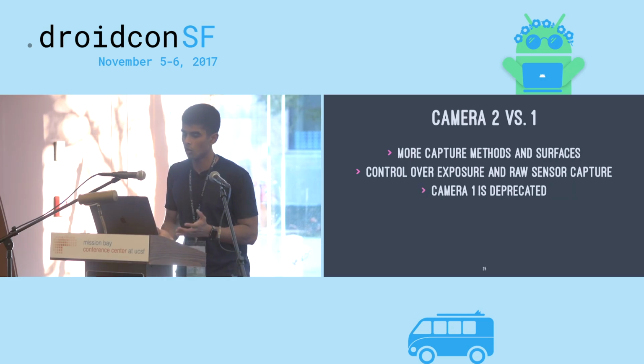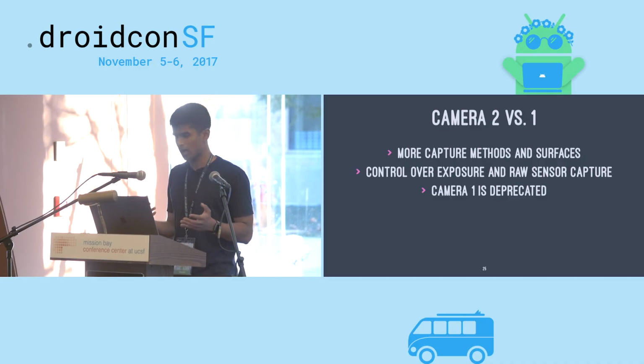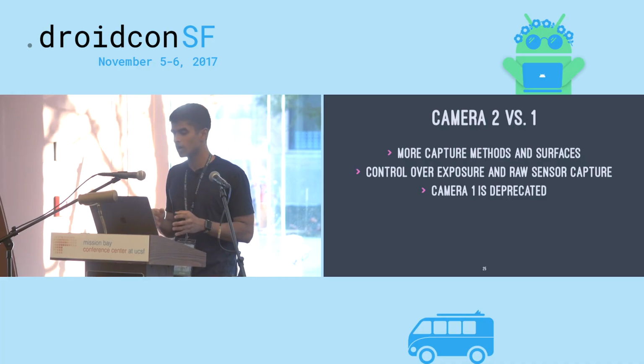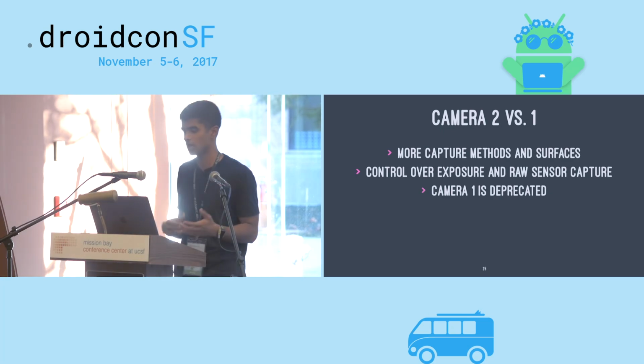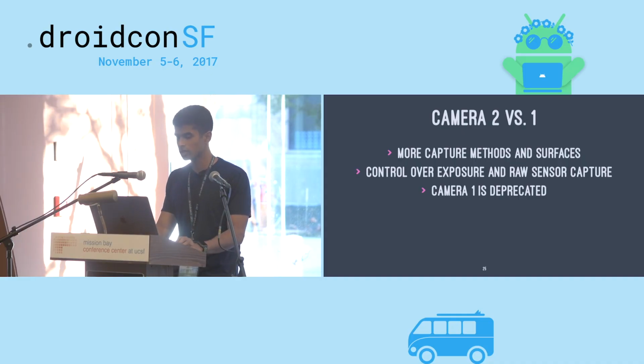Camera 2 versus 1: what changed? There are more capture methods and surfaces for camera 2, control over exposure and raw sensor capture. And there's a new burst mode. It's also built from the ground up with a new hardware layer. And also camera 1 is deprecated. So today, for this section, we're going to cover the camera 2 API as it is more verbose and complex. If you're able to understand this, you can definitely understand camera 1.